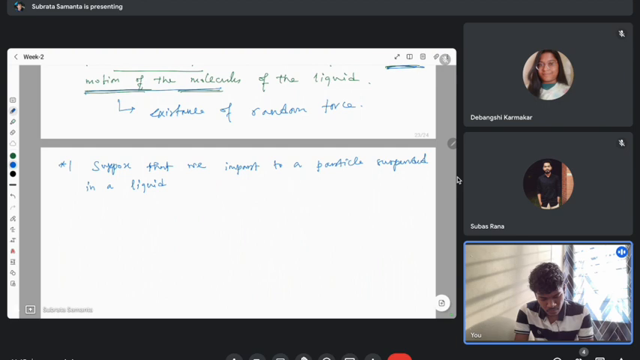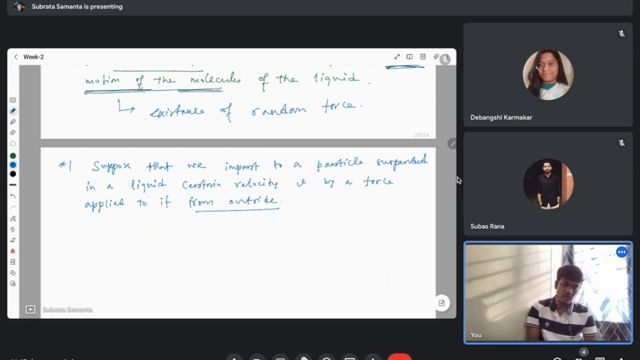The certain velocity is v, by a force, let's say, applied to it from outside. So we assume that we impart to a particle suspended in a liquid a velocity v by adding a force from outside. So first let's take these assumptions.